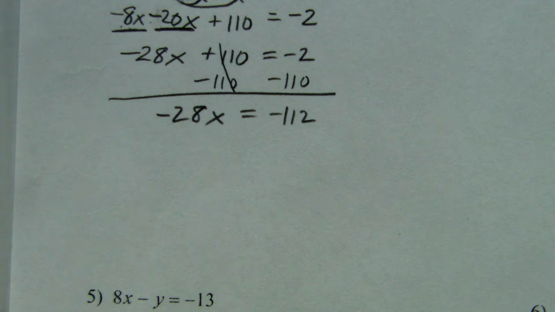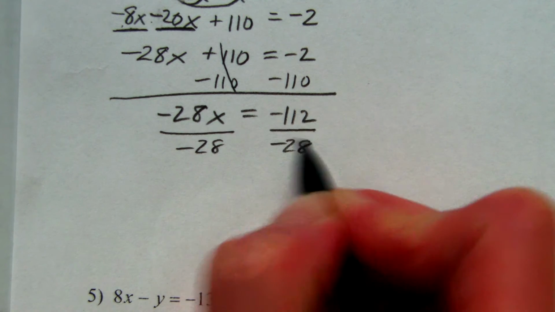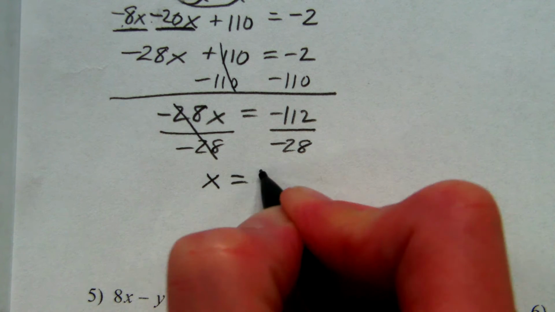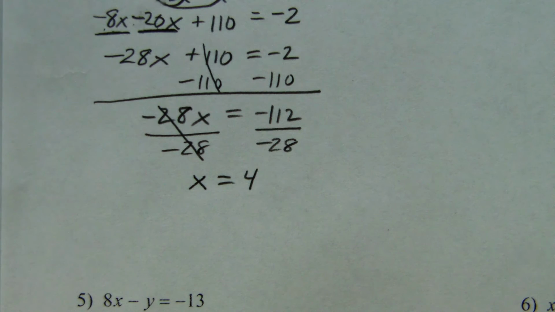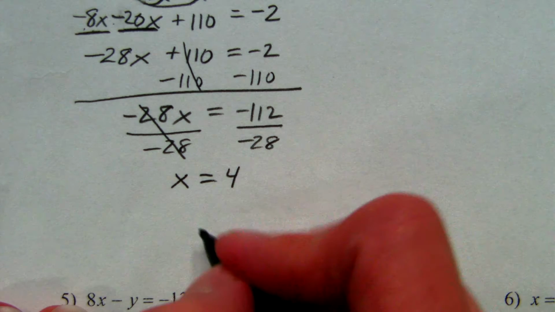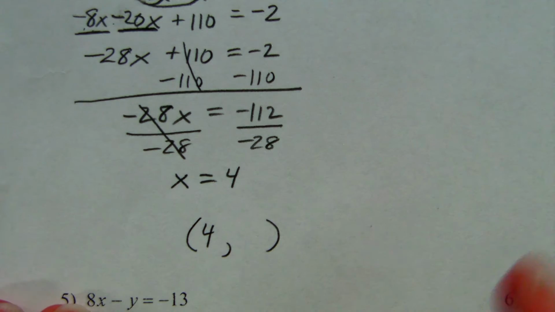And if you go ahead and divide by negative 28 to get the x isolated, you will see that you get 4. And then you would go, oh, I'm done. Oh, wait, no, I'm not. So that is the first coordinate to my answer, and then I've got to go back and find y.